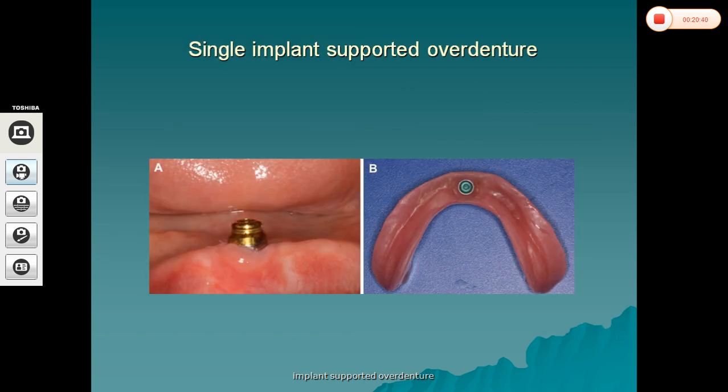See, this is single implant overdenture where it is placed exactly in midline of the mandibular arch. And it is modified. The old denture is modified and it is positioned. See, the ridges are highly resorbed.